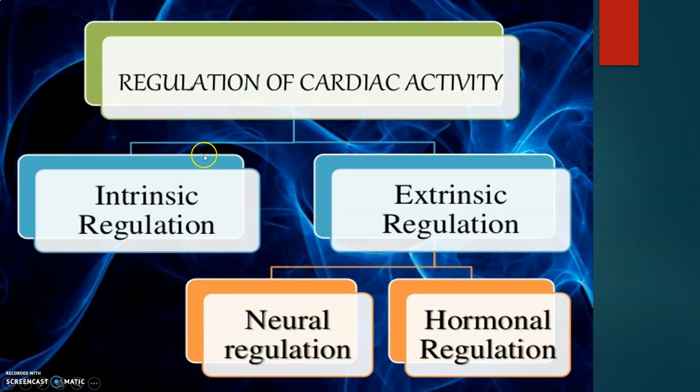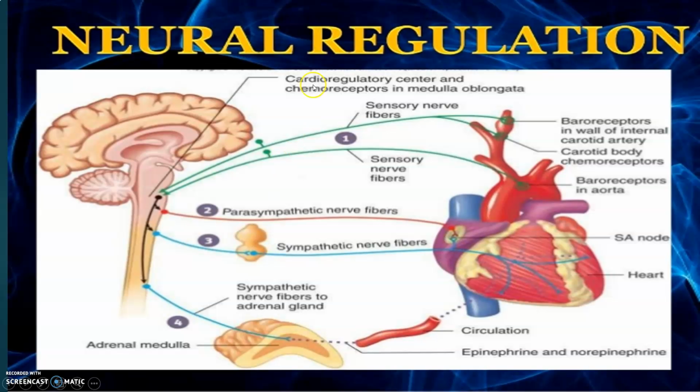The cardiac activity is regulated by two mechanisms, intrinsic regulation and extrinsic regulation. So far, we have studied the intrinsic regulation, which is by the SA node and AV node and other bundles. Now we are going to start with the extrinsic regulation. Extrinsic regulation occurs by two modes, neural regulation and hormonal regulation. The neural regulation of cardiac activity.